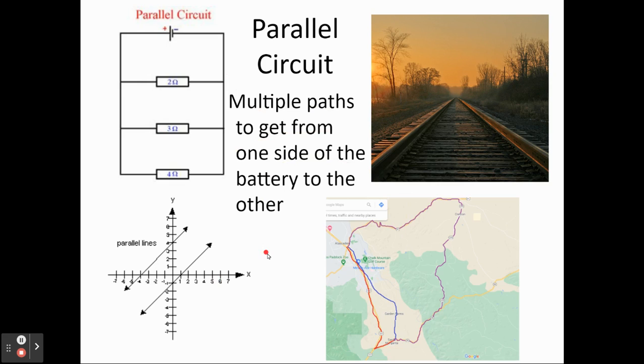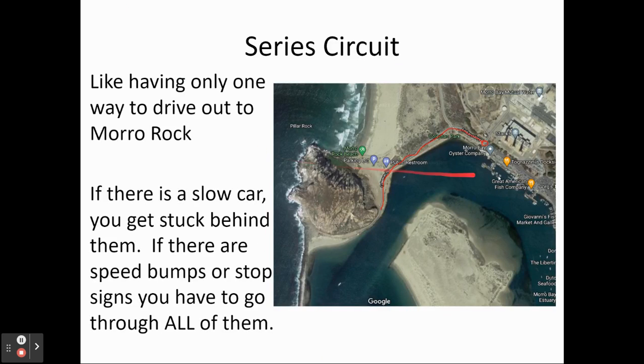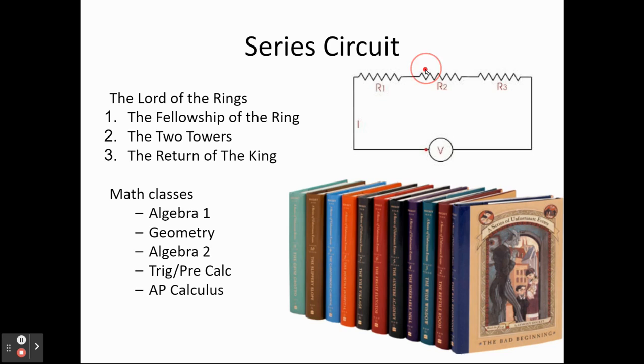And the last word is series circuit. A series circuit is when there's only one way to go. So think about if you're trying to drive from downtown Morro Bay out to Morro Rock. There is only one road that goes out to Morro Rock. You have no choices. If there's a really slow car, you're stuck. If there is a giant speed bump, you have to go over it. You cannot go around it. There are no other routes. If this road gets closed, you're not going out to Morro Rock because there is only one way to get to Morro Rock. So that is a series circuit.